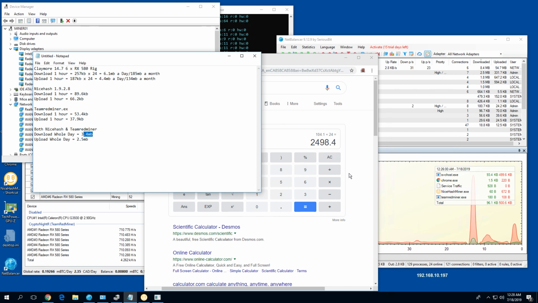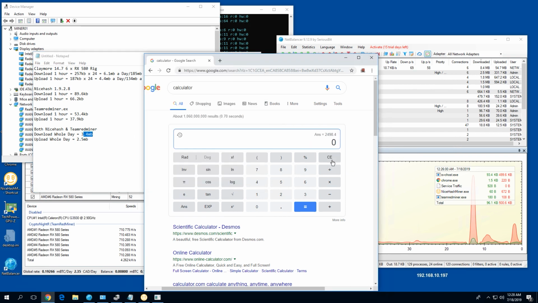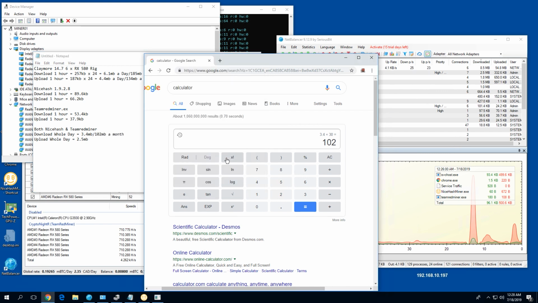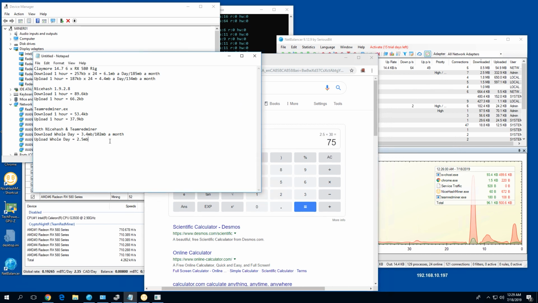Now, for Nicehash, let's do this. 3.4 times 30. So that would be about 102 megabytes a month. And then for their upload, for Nicehash, 2.5 times 30 would equal about 75 megabytes a month, okay? And now, look at that. It looks like Nicehash actually uses much less. I guess it depends on the miner.